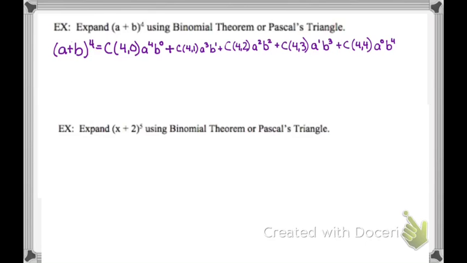Okay, so now we just need to clean up this example a little bit. So the first thing I'm going to clean up are the coefficients. And if you remember, we can type in combinations into our calculator. The notation's a little bit different. We would say 4 NCR 0, but that's what we're going to do on our calculator. So let's just take a look.